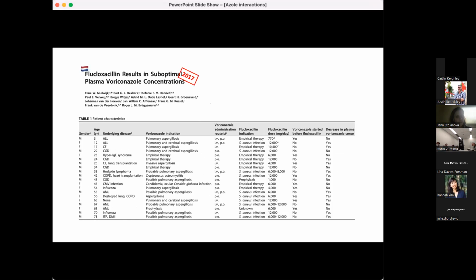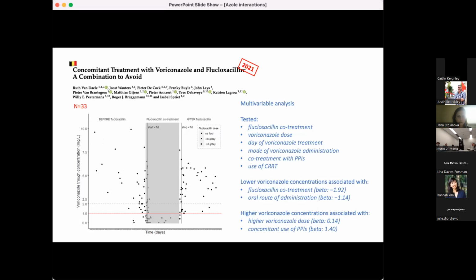So the next report was a case series where a strong effect by flucloxacillin on voriconazole was noted in 11 of 20 people. These people had concentrations below the 1 milligram per liter therapeutic threshold. However, not many people achieved above 2 milligrams per liter as well. So a drop was noted in most people. The authors recommended to avoid the combination. A more recent report with 33 cases, the authors performed a multi-variable analysis this time.